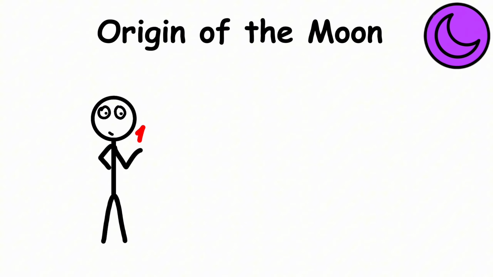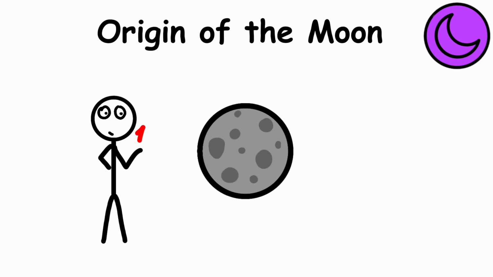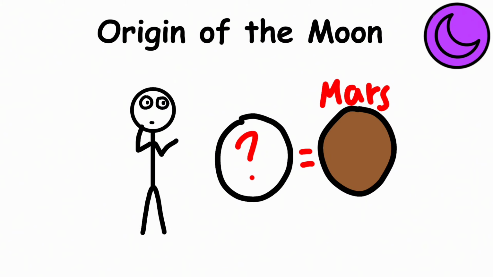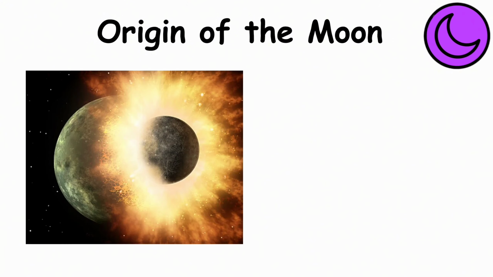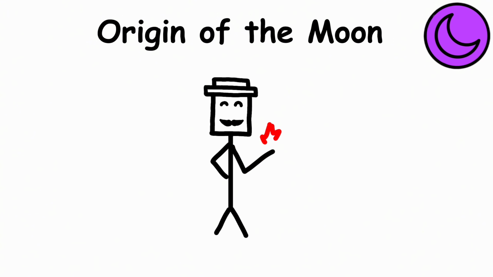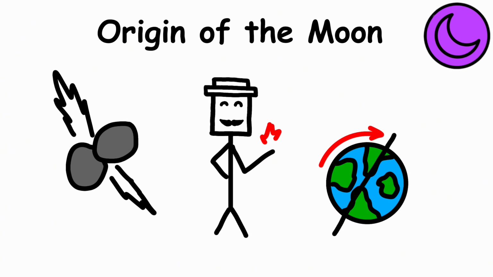Origin of the Moon. One of the most widely accepted explanations for the origin of the Moon is the giant impact hypothesis. This suggests that a Mars-sized body known as Theia may have struck the proto-Earth, creating a debris ring that eventually formed the Moon. It is thought that this collision also caused Earth's 23.5-degree axis tilt, which may have resulted in our seasons.